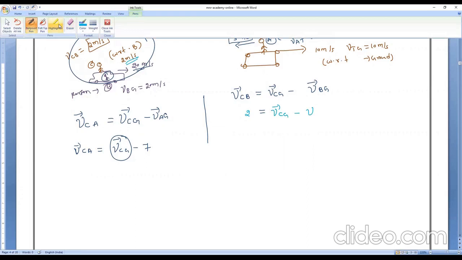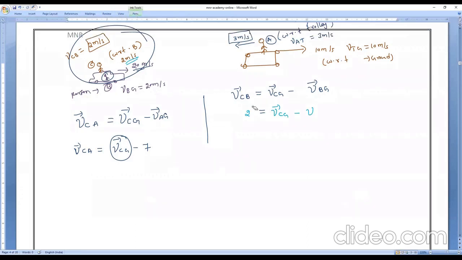The velocity of B with respect to ground, from the given question, is 20 meter per second. Very good. So minus 20 will come to this side. Then the velocity of C with respect to ground is equal to 2 plus 20, which is 22 meter per second. So what is the velocity of C with respect to A? 22 minus 7 is equal to how much, guys? 15 meter per second.